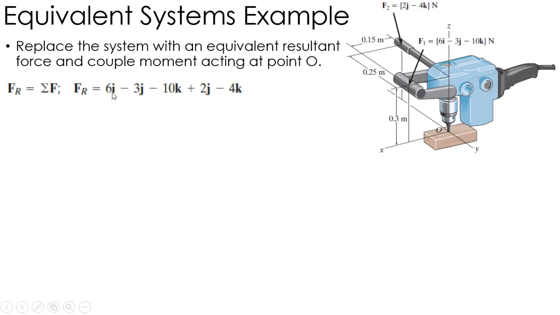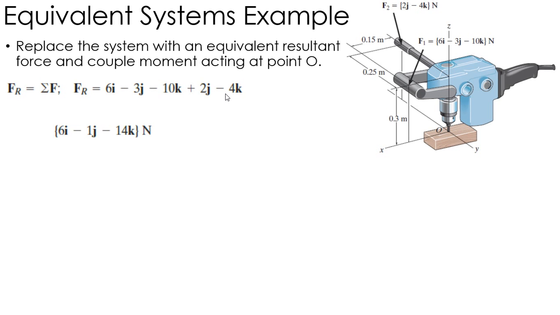So I have F1, which is 6i minus 3j minus 10k, and F2, 2j minus 4k. Just add those together, and you get a resultant force acting at point O of 6i minus 1j minus 14k. Okay, so taking those two forces, moving in point O, that would be the resultant force. When I do that, when I move those forces, I need a resultant moment to create an equivalent system.